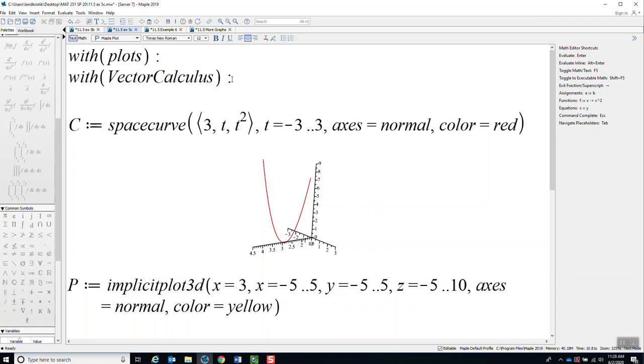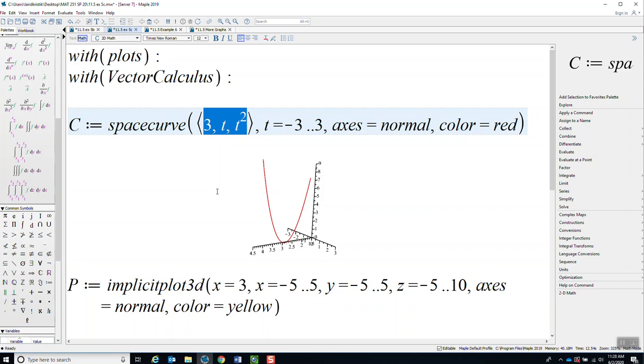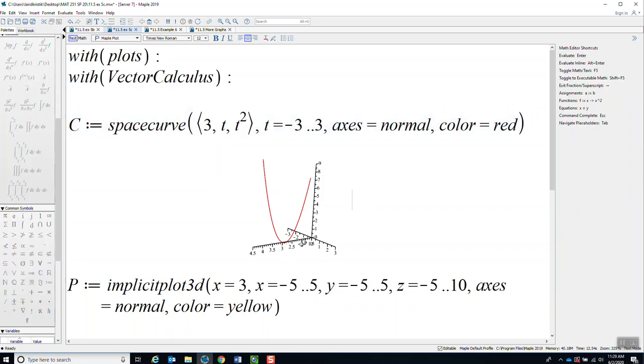The colons suppressed that big long list, so I didn't have to see it every time. So this is 5c. Again, I'm giving it a name. I'm calling C this time my space curve. My vector-valued function is 3, t, t squared with the angle brackets around it. Just use the less than or greater than signs to get those. This should exist in the plane x equals 3 this time. I'm graphing t from -3 to 3, normal axes in red, and here we go.